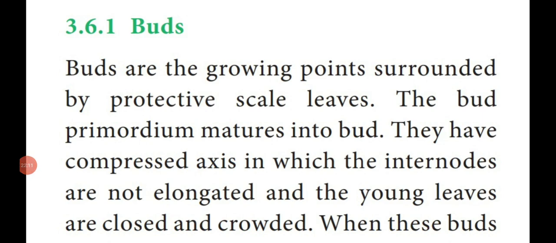Dear students, next we are going to see the organ which is present in the shoot system, that is the bud. A bud is a growing point of a stem which is surrounded by many scale leaves.